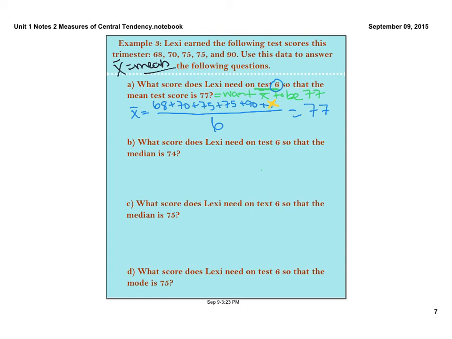And this is a question I get all the time from all classes, all grades, all levels. What do I need to get on the final to keep a B? What do we need on the next test to go up to an A? People ask me that question all the time. So here's how you find it out.